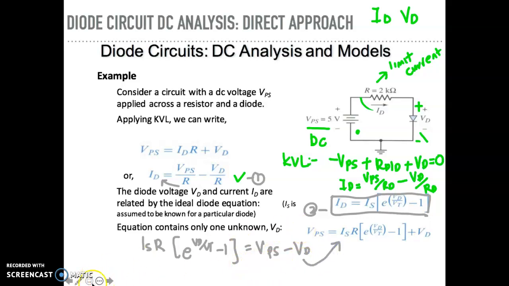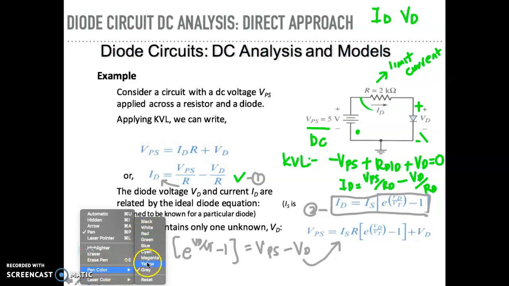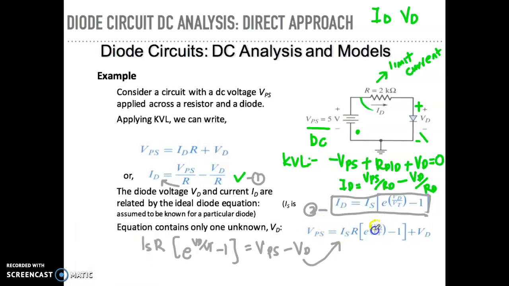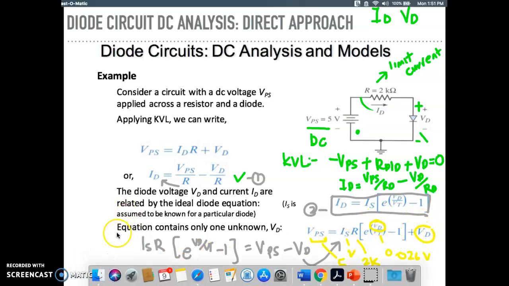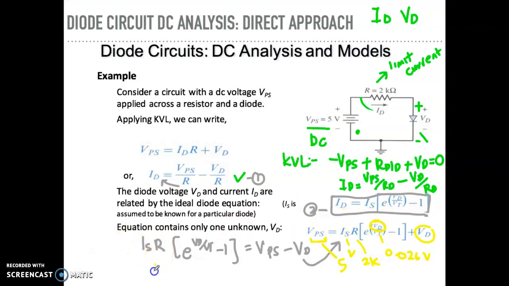So let's see the unknown here. You have VD inside here, the other one is outside here, and here is your VPS. So there are two VD locations, one inside and one outside. In this equation, you are given VPS equal to 5, R is 2K, and VT at room temperature is 0.026 volt. So now there is one equation, but you have two locations of the unknown. So this becomes quite difficult to solve. We can conclude here: difficult to solve.